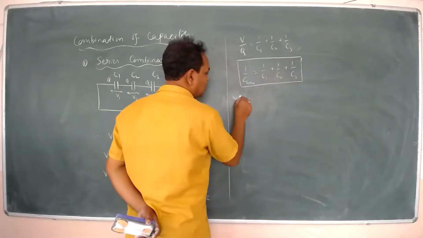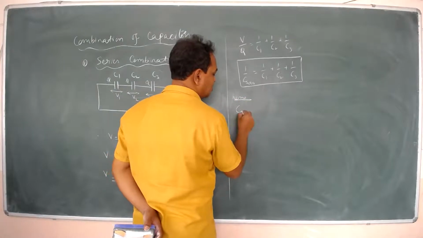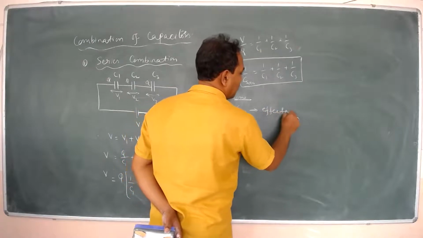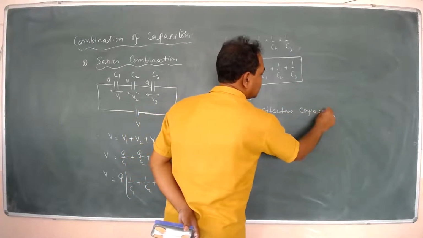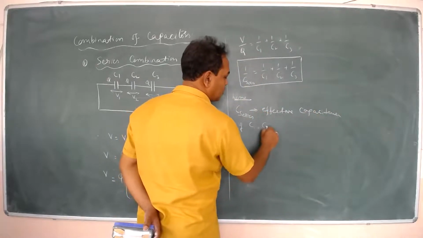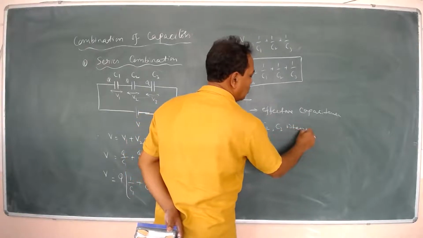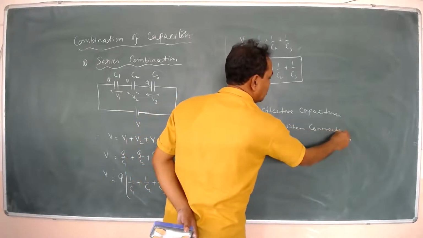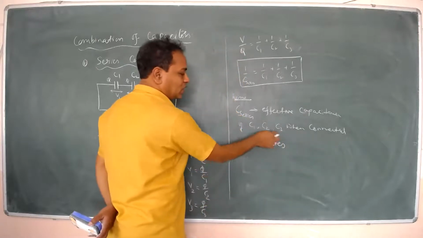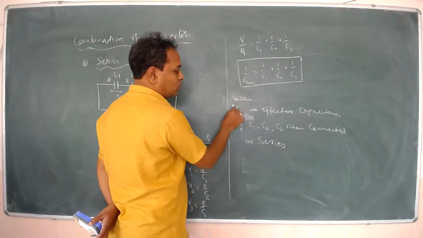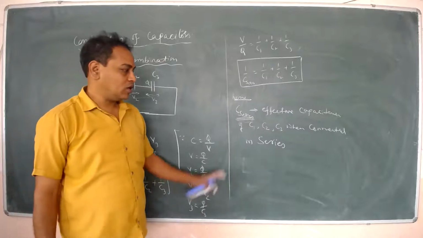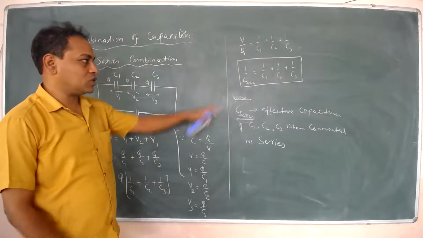Here CS, or C series, is called the effective capacitance of C1, C2, C3 when connected in series. So when these three are connected in series, this term is called the effective capacitance in a series combination. This is the expression we can say.